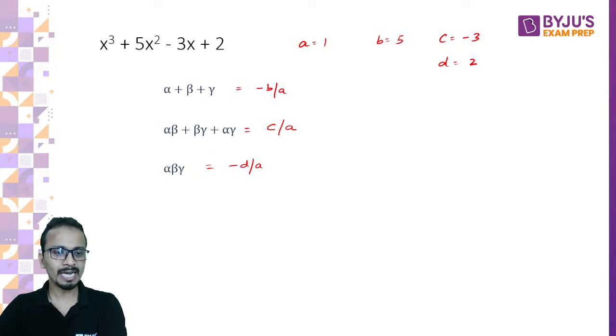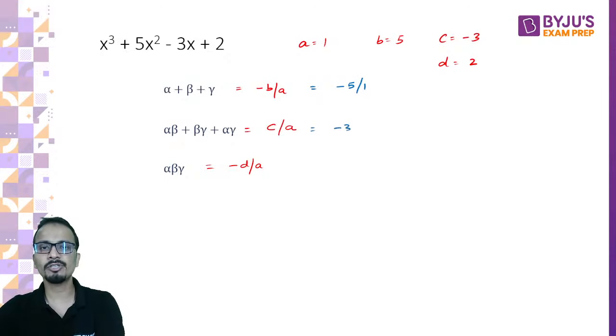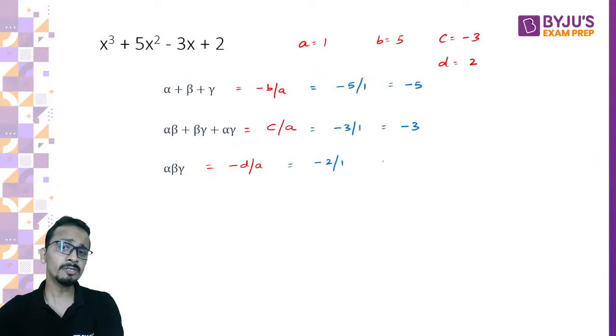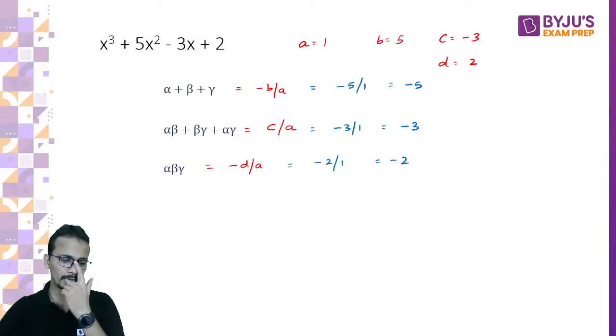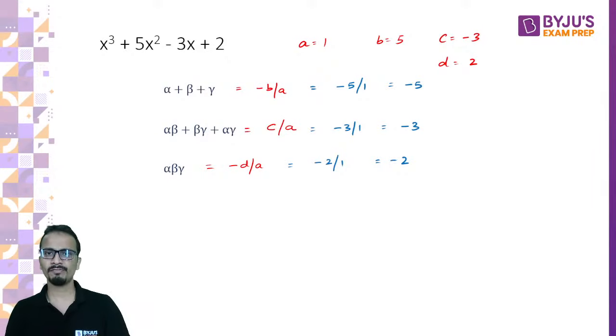Now let me write all these values very quickly. So minus b upon a is minus 5 upon 1. c upon a will be minus 3 upon 1 and minus d upon a will be minus 2 upon 1. So the sum of roots taking one root at a time will be minus 5, taking two roots at a time will be minus 3, taking three roots at a time will be minus 2. I hope all of you have written the same values in your notebooks. Now let's move ahead and look at some higher level of difficulty questions in a similar case.